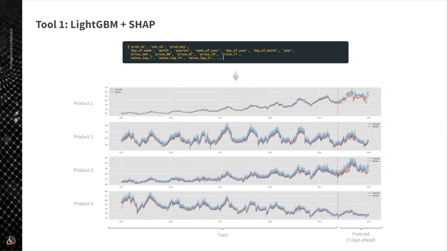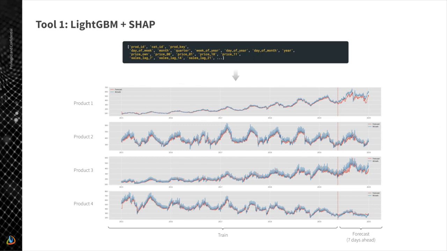So let's start with the first tool, which probably is the most common, and I'm sure that this technique is generally familiar to most of you. We first use gradient boosted decision trees to develop the forecasting model. So we used LightGBM, or we can use XGBoost pretty much in the same way, to forecast sales of products based on features like product ID, category ID, calendar features like day of the week, month, prices, of course, for this product and for other products, and different lags for sales and prices. And this way, you can see here that we fit this model reasonably well. This is a 7-day ahead forecast that we produced.